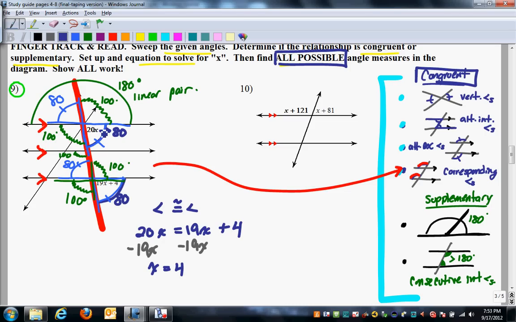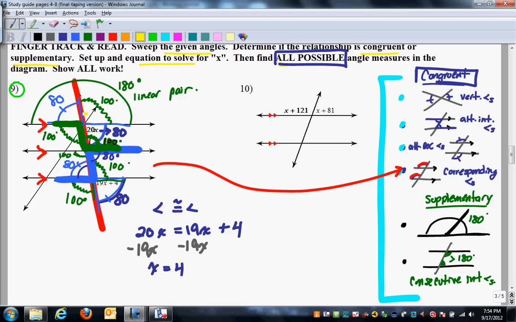What else do we have? We have here armpits of the Z. So that means if this is 80, right here, this must also be 80 degrees. And here's another armpits of the Z, so it's easy to see. Armpits of the Z going this way. That means this squiggle right here is also 100 degrees. Now we have found every possible angle here.